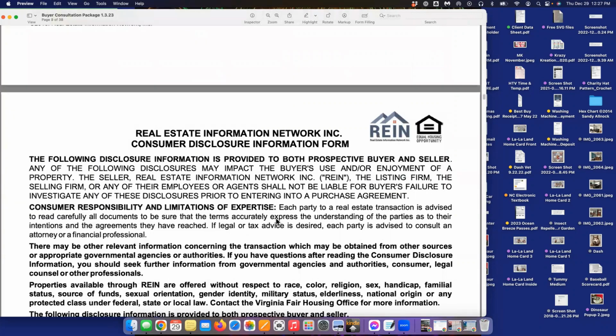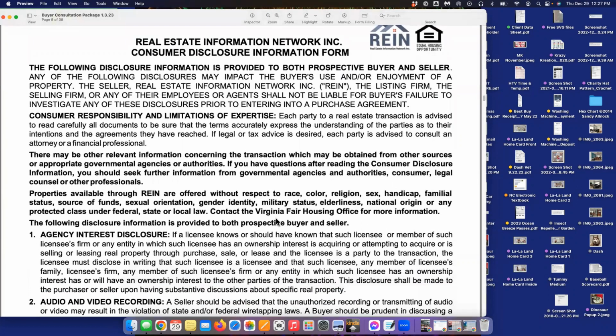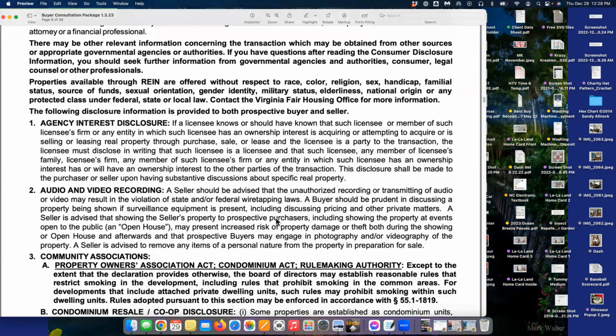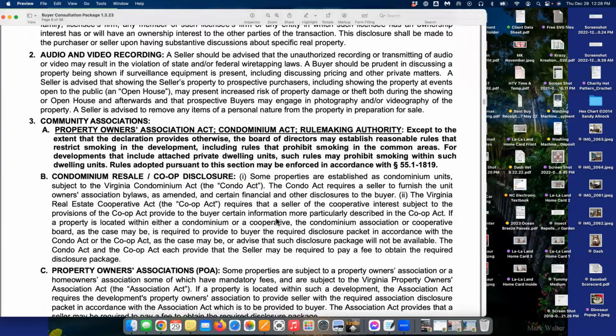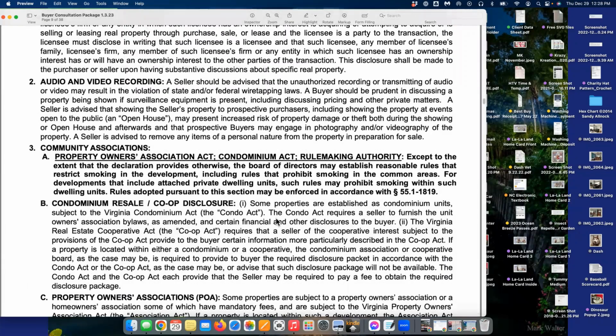Next is the Consumer Disclosure Information Form. We refer to it as the CDIF. It goes over all of the doom and gloom that happens in real estate. It's got a lot of information in it. You need to understand it, have the buyers read it. This is kind of your warning label type scenario.